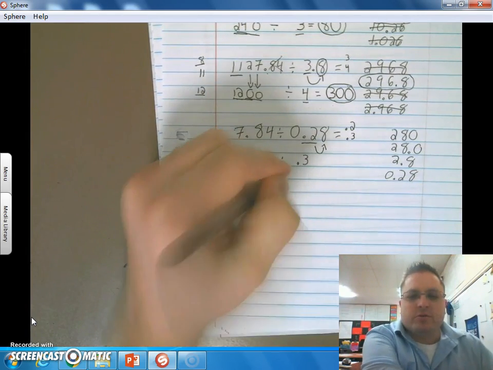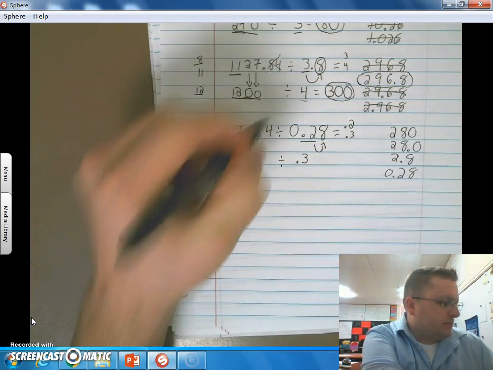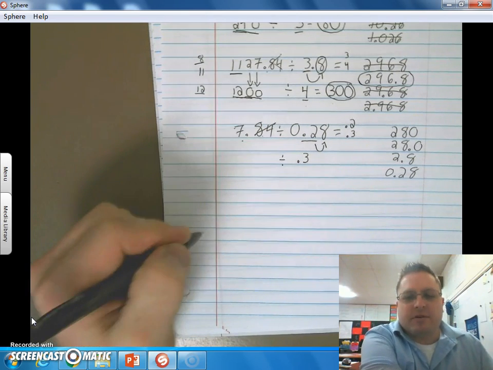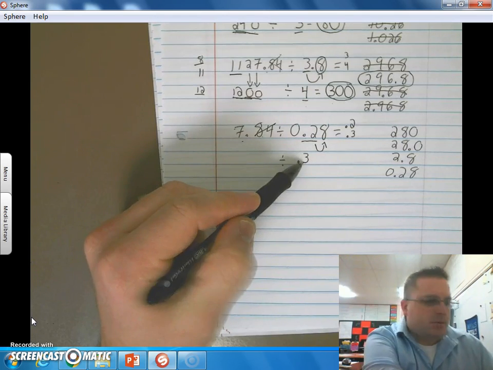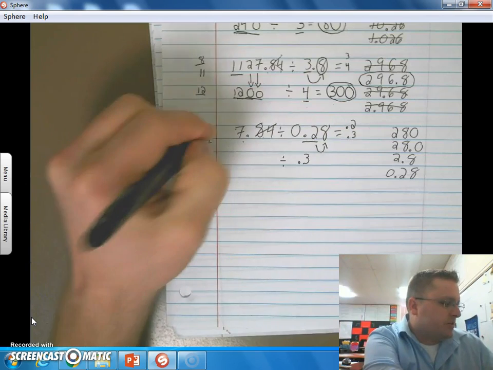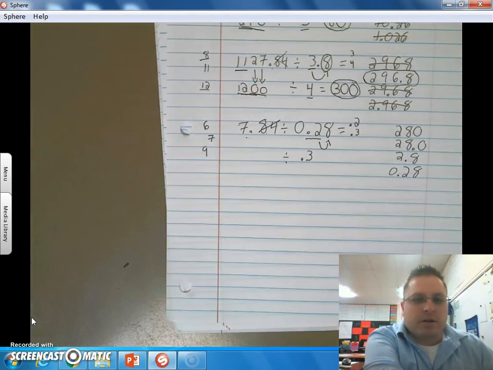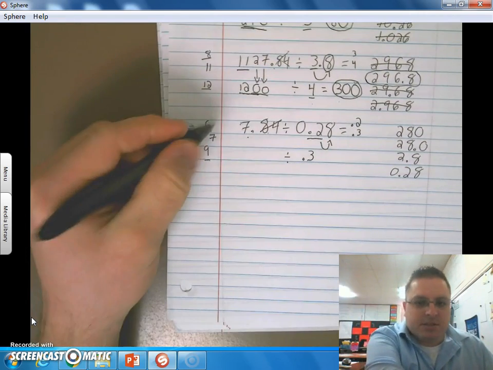We are going to look at my dividend, and it's a whole number and a decimal. So we forget about the decimal, and I'm only looking at the number 7. Is 7 a multiple of 3? No. So I want to change 7. It comes between the multiples 6 and 9. And 7 is closer to 6.